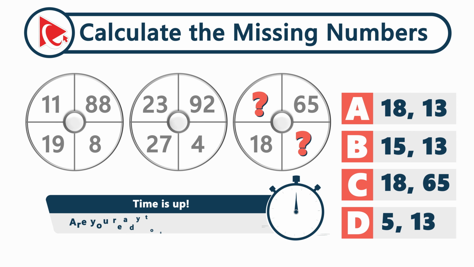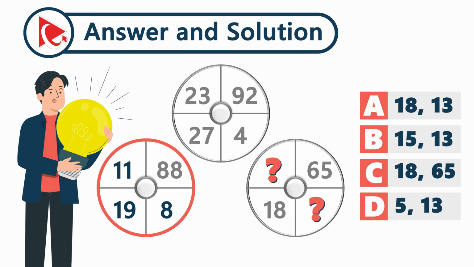Time's up. Are you ready with your answer? I'm pretty sure you figured out that 11 plus 8 equals 19. Well, guess what? The very same trick could be applied to calculate the number 88. In fact, 11 multiplied by 8 equals 88.